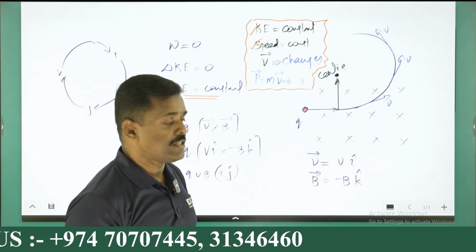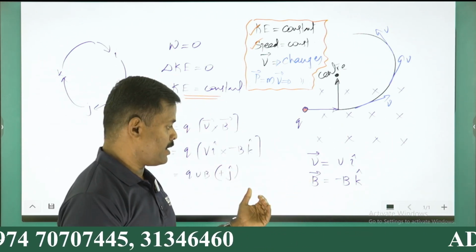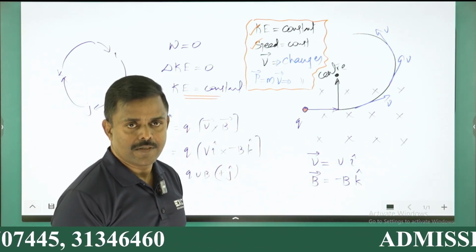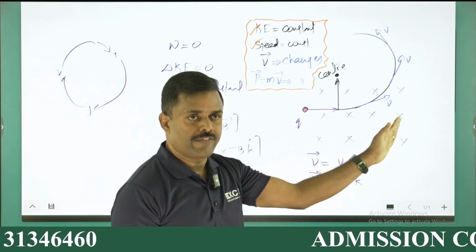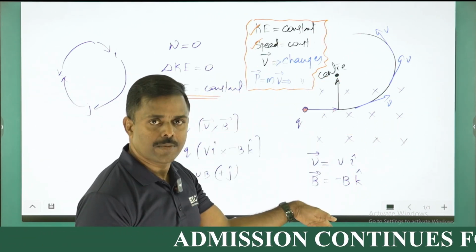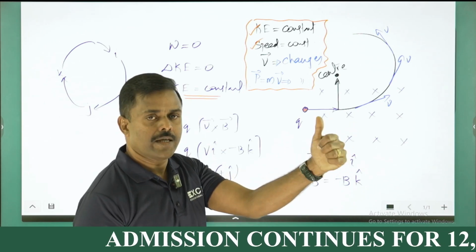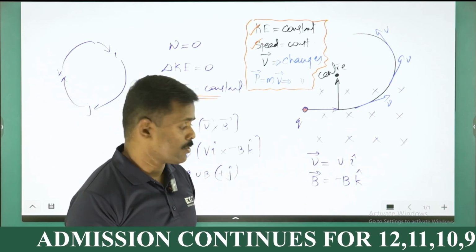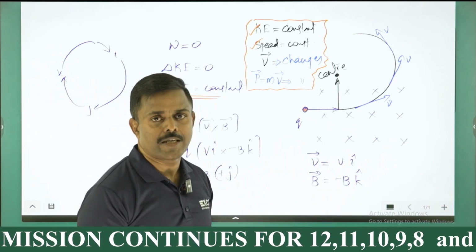Into the board is called what? Into the board is minus K cap. Rightward is I cap, leftward is minus I cap. Upward is J cap, downward is minus J cap. Outward is K cap, inward is minus K cap. So the magnetic field is minus BK cap.